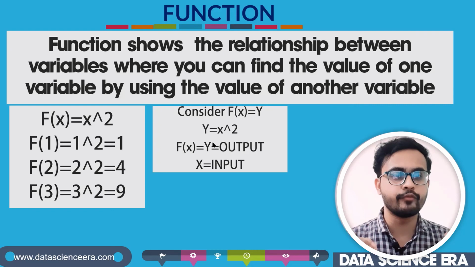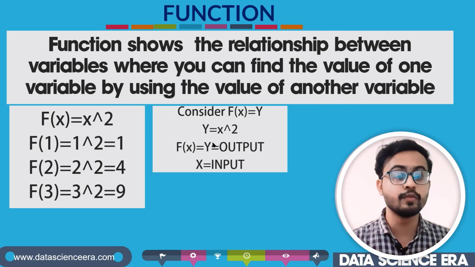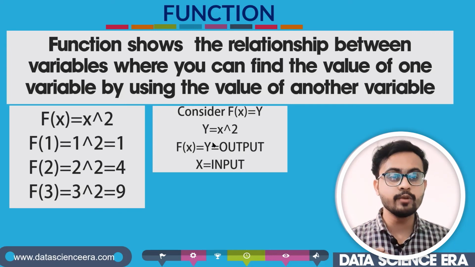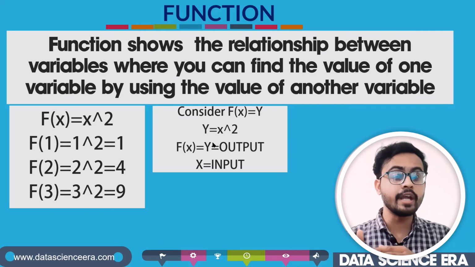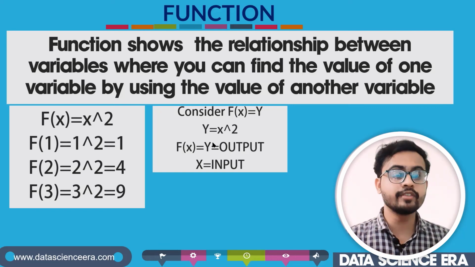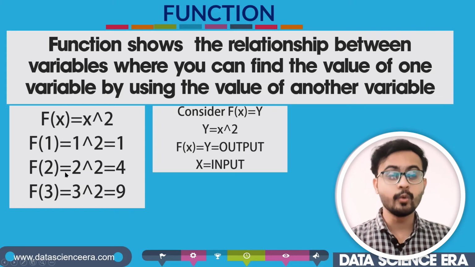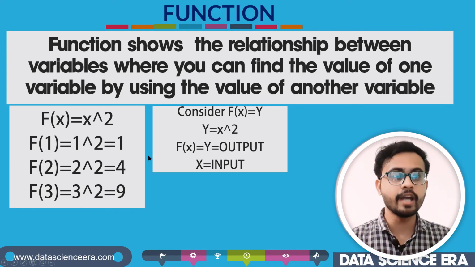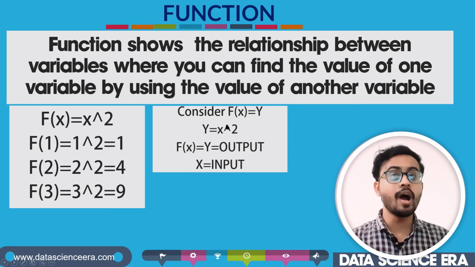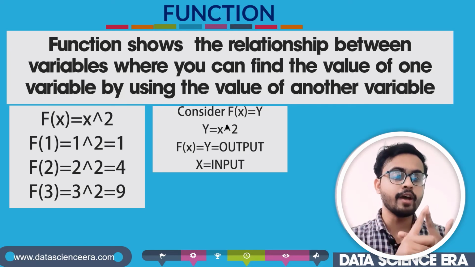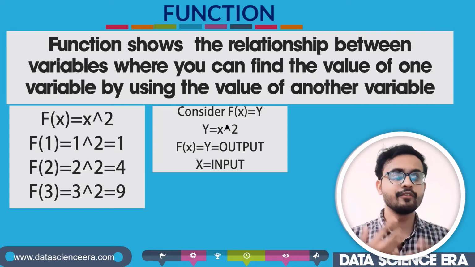Let's describe it in a very simple way at first. What is a function? A function shows the relationship between variables, where you can find the value of one variable by using the value of another variable. So it's like you are giving input as the value of one variable and you're getting output as the value of another variable. For example, you can see here we have a function f of x equal to x squared. Whenever you input x as 1, you get output 1. When the input is 2, you get output 4, right? So consider here f of x is equal to y. Let's say the function is y is equal to x squared. So it's like the relationship between the variables x and y. You are giving the value of x as input, and on the other hand, you are getting the value of y as output. So that is how functionality really works.